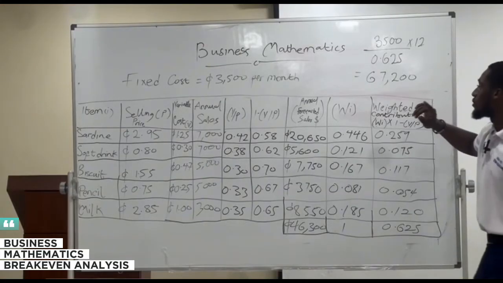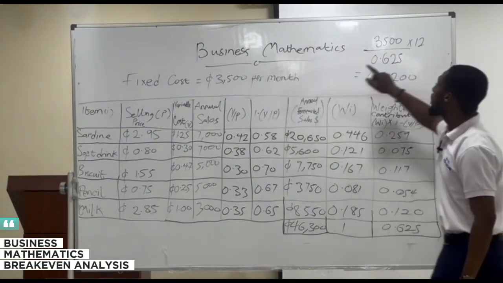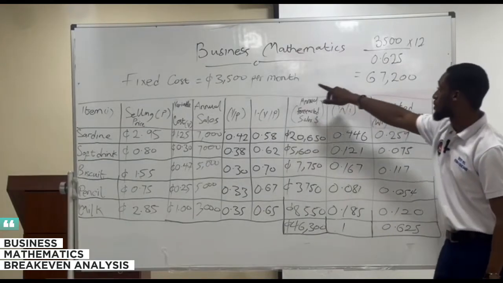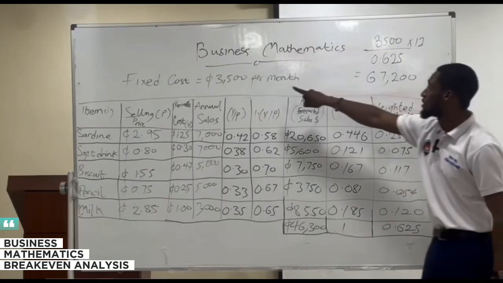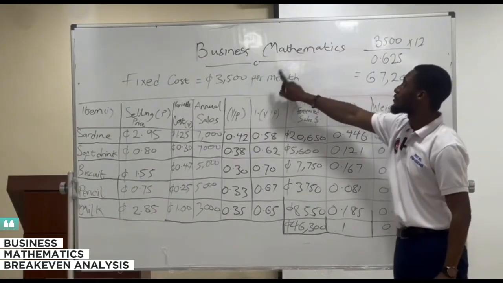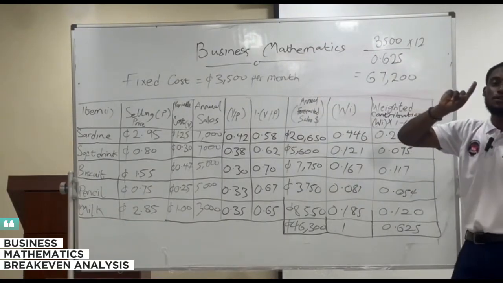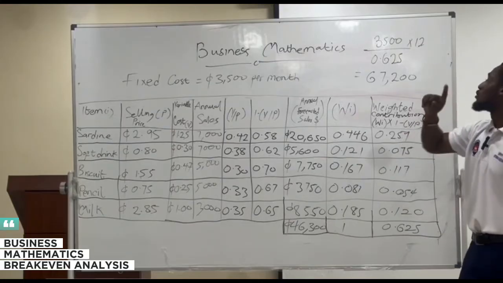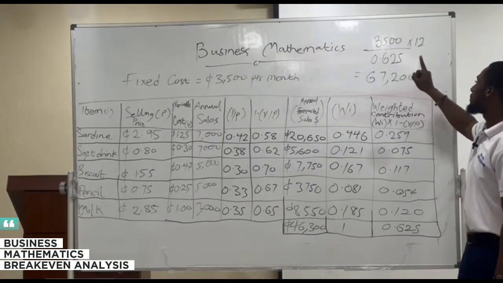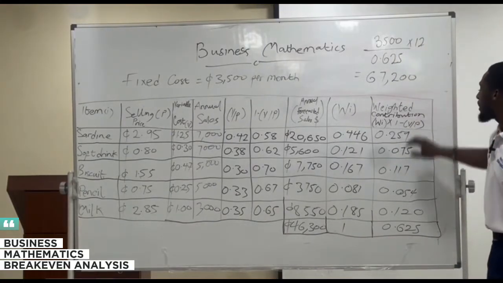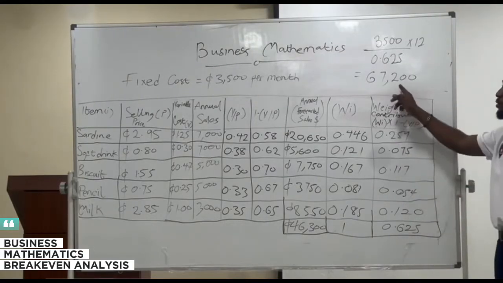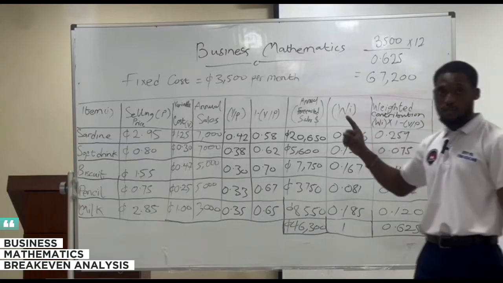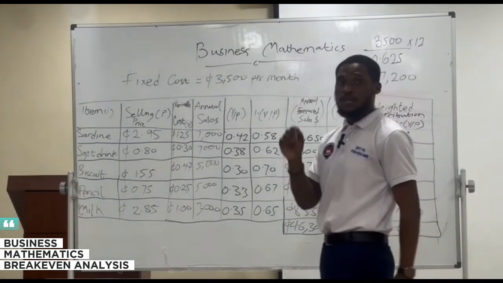And now someone will be wondering why we multiplied the fixed cost by 12. We multiplied it by 12 because the question stated 3,500 per month, and we know that there are 12 months in a year. So you multiply the 3,500 by 12 and you divide it by the what? By the total of the weighted contribution to get your answer. This is the multi-product break-even analysis.